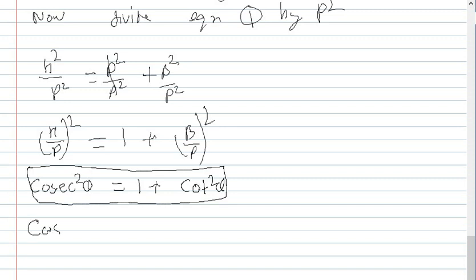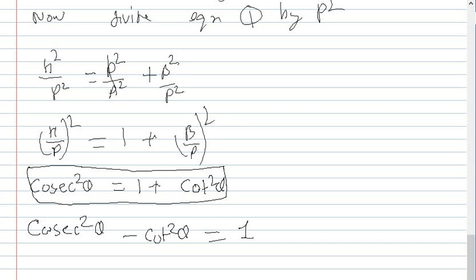So cosec square theta is equal to 1 plus cot square theta. This becomes the identity, but it is usually hard to remember, so we can rearrange it: cosec square theta minus cot square theta is equal to 1. This is nothing but the rearrangement of this equation.